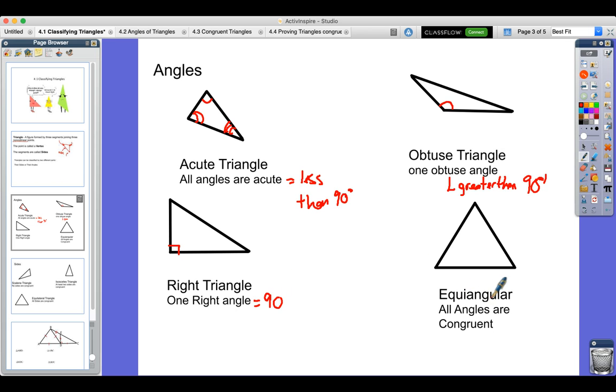And the equiangular triangle is a triangle where all angles are the same. Now here's the fun fact. What is the measurement of each of these angles individually? Now again, in a triangle, all three angles equal 180 degrees. And if they're all the same, what are they? Yep, you're right. It is 60 degrees, because 60 plus 60 plus 60 is 180.